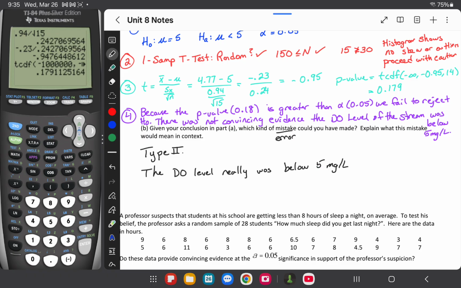Now, in context, what that could mean is that the aquatic life may be at risk. And unfortunately, the data didn't support that. So unfortunately, that aquatic life might not be able to survive much longer.